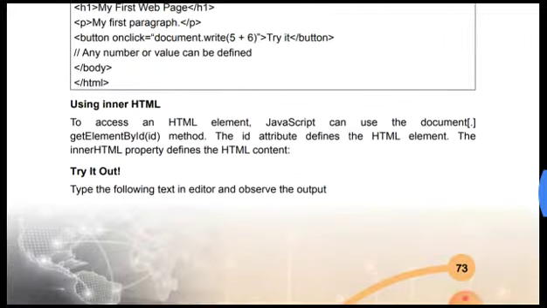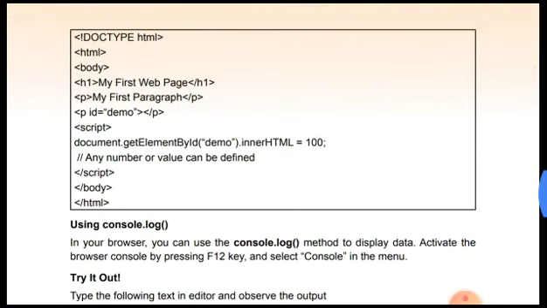Let's see how it is done in the example here. It is a very simple example. Here we have used two paragraphs. The first paragraph is just for writing the simple line, my first paragraph, and in the second paragraph we have assigned the id demo. The second paragraph tag has the id demo.